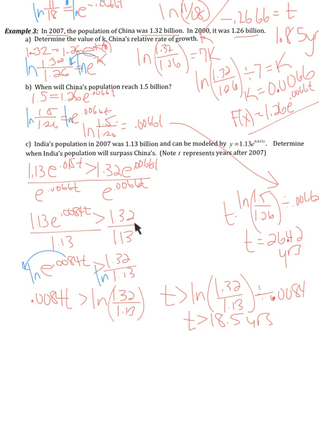Then I divided by the coefficient in front. So from there, these look familiar now. e to the 0.0084t is greater than 1.32 divided by 1.13. Natural log both sides, get that out of the exponent, divide to get your calculator ready form, and that comes out to be 18.5 years.